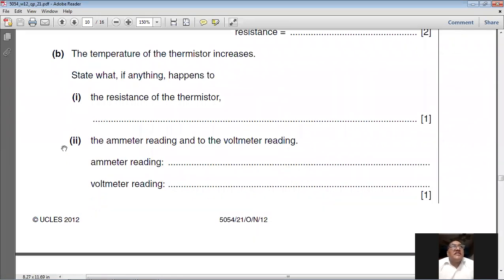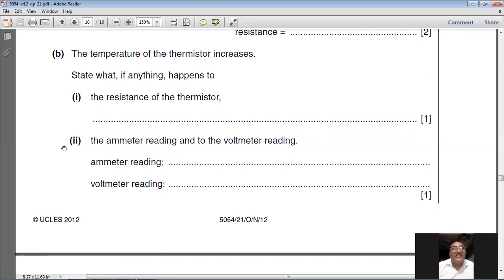Then it says the temperature of the thermistor increases. State what, if anything, happens to the resistance of the thermistor. You know, a thermistor is a non-ohmic conductor, and its resistance depends upon the temperature. If you increase the temperature of the thermistor, its resistance will decrease. The resistance of the thermistor will decrease. It's a 1 mark question.